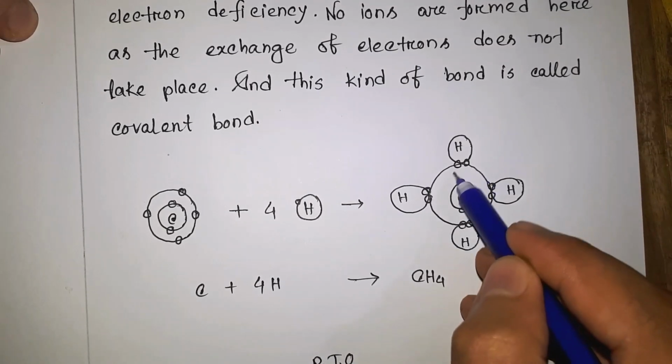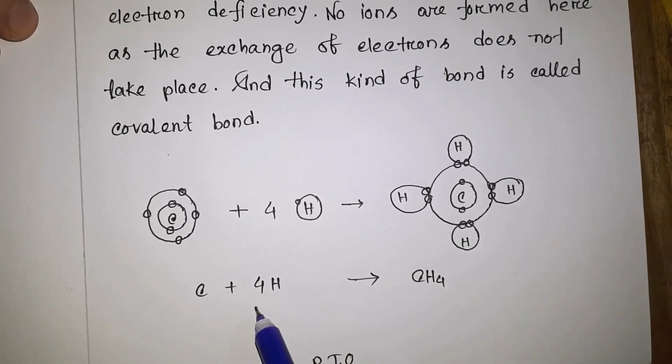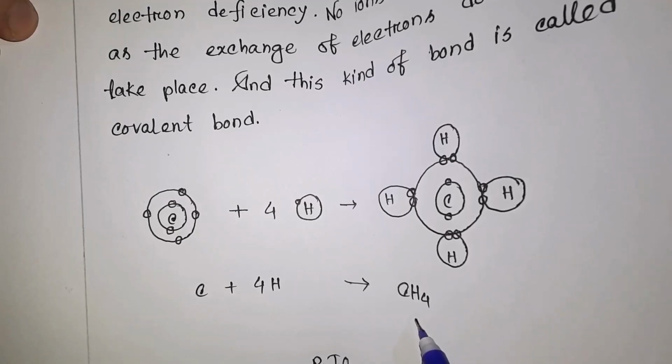1, 2, 3, 4, 5, 6, 7, 8. And hydrogen 1, 2. Thus carbon plus 4 hydrogen forms methane gas.